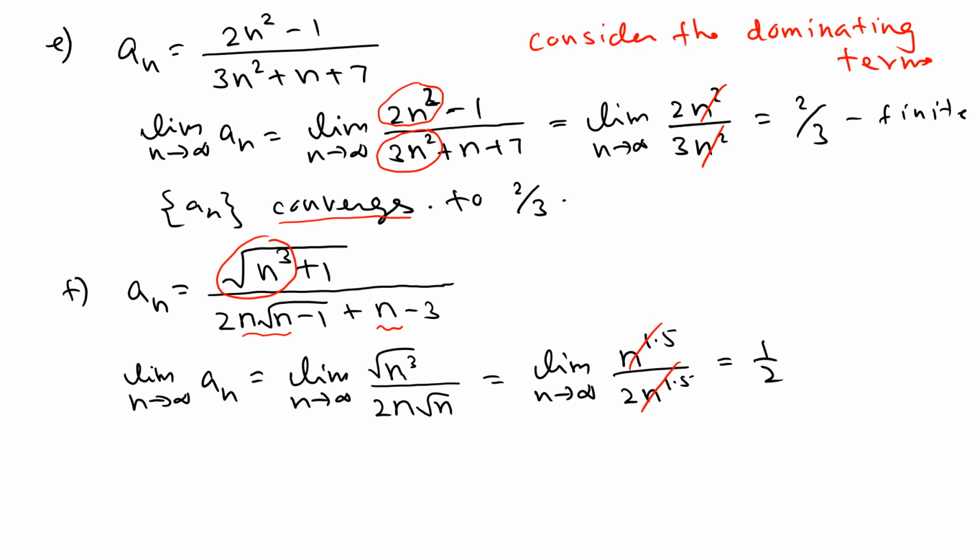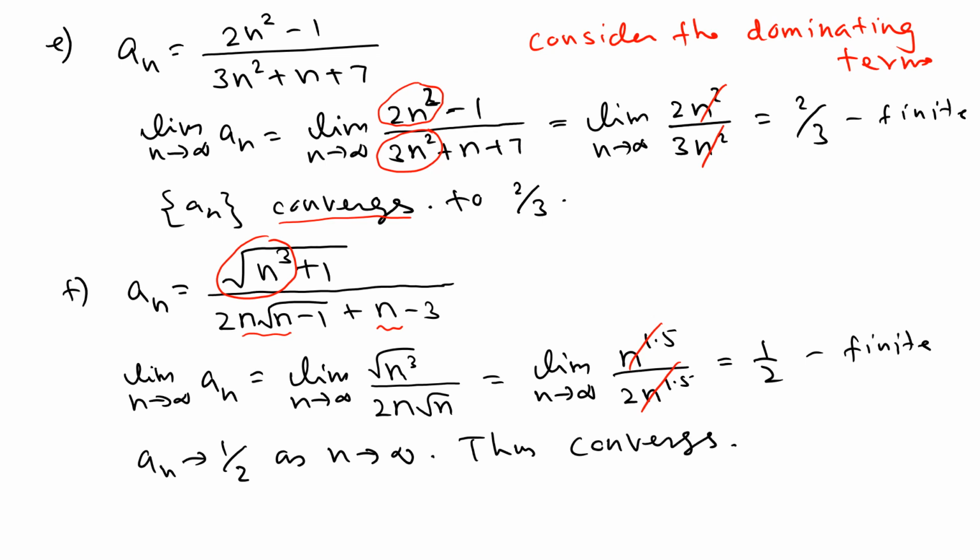You can see how quick that is. If you use L'Hopital's rule, it can be very complicated. Maybe you are still taking derivatives. You don't need that. And this is finite, so that means the sequence converges. A very complicated looking problem, but it's very simple. You can see a_n goes to 1/2 as n goes to infinity. So thus the sequence converges. I'm just writing a short form.